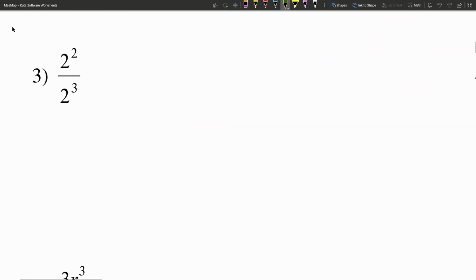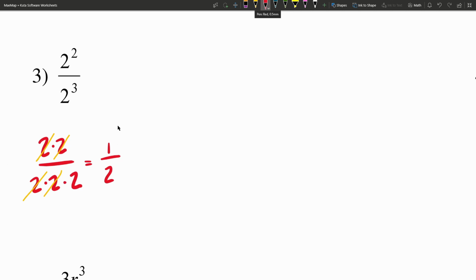For number 3, we have 2 squared over 2 cubed. Let's start visually picturing what this is going to be. 2 squared is 2 times 2, and 2 cubed is 2 times 2 times 2. So when I cancel out my 2's in my numerator with my 2's in my denominator, two 2's cancel out with those two 2's to leave me with a 2 in my denominator, or a 2 to the first. So this is going to be 1/2.